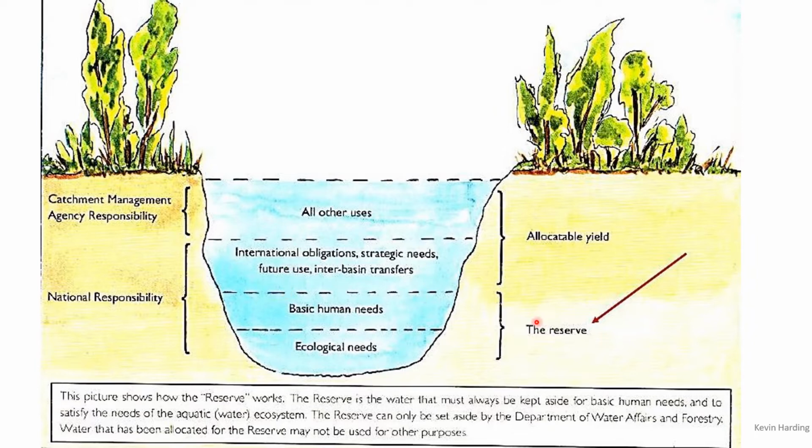There's also a section above that in the river, the allocatable yield. For this extra amount, the government says who is allowed to use it in terms of international obligations, strategic needs, or anything else, as well as other uses. These other uses are left up to each catchment management agency, which is responsible for it, and that could be for agriculture, for mining, or various other uses as they deem necessary.